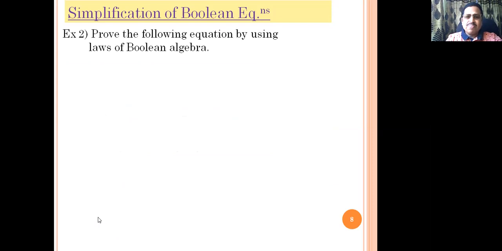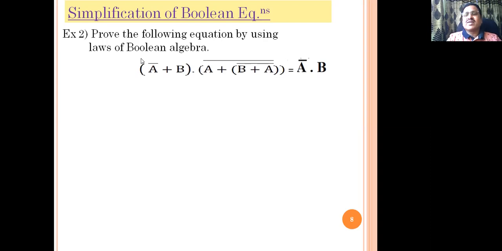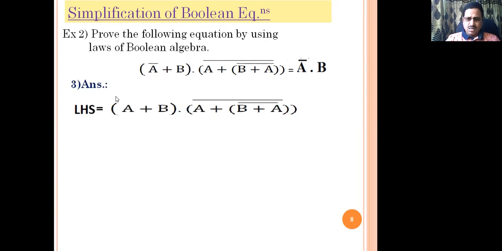You have been asked to prove the following equation by using laws of Boolean algebra along with De Morgan's theorems also if required. So equation shows here left hand side A or B in one bracket and into other bracket is A or in bracket of B or A bar overall complement equals to A bar and B. That to be proved. You can start with the left hand side step by step. Repeat the LHS once again here. A or B and A or in bracket B or B complement over all complement.